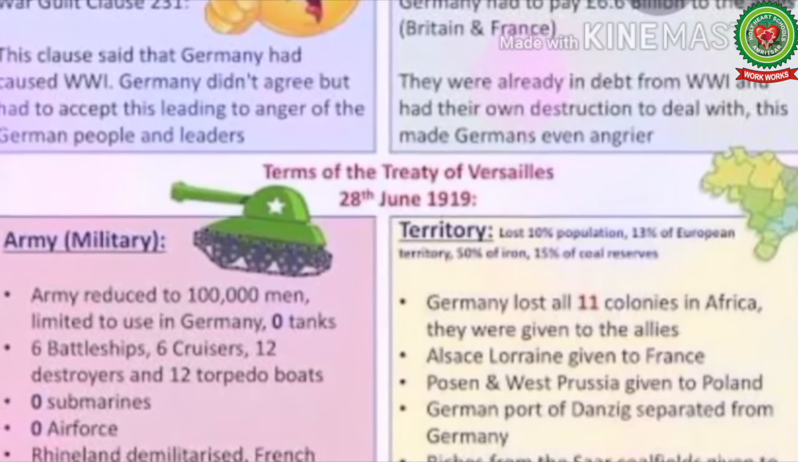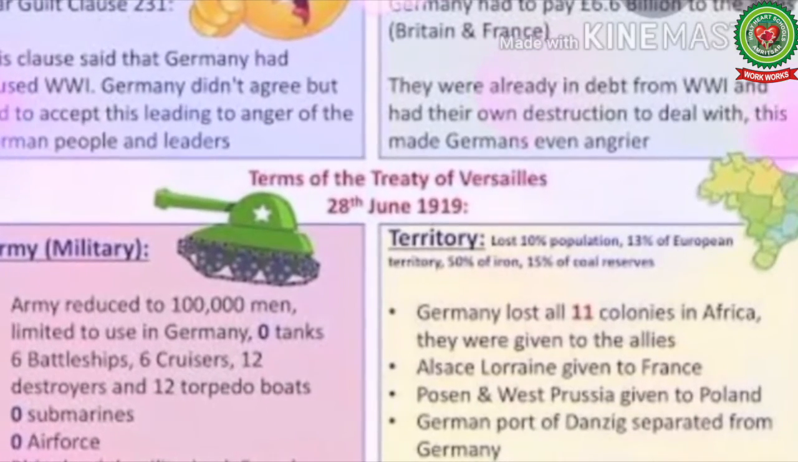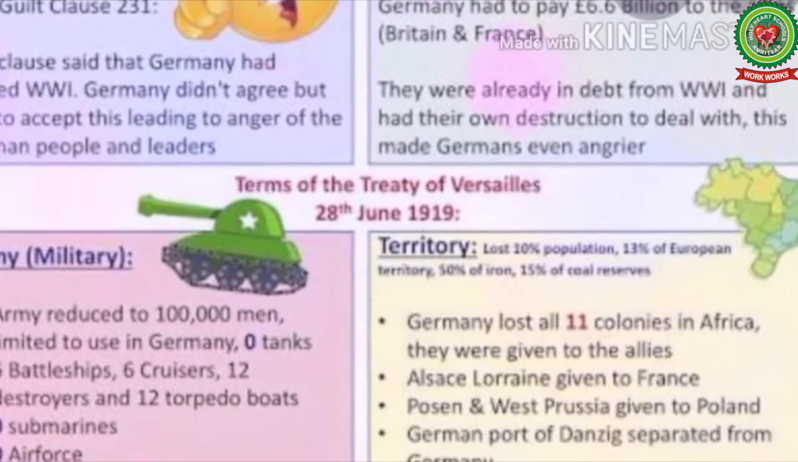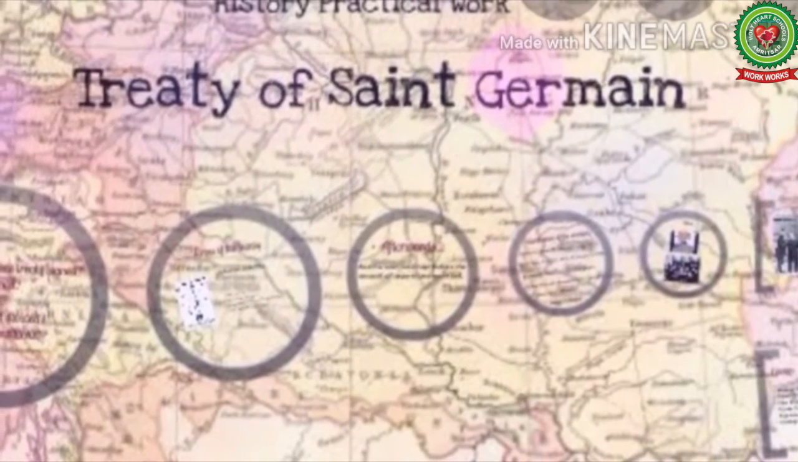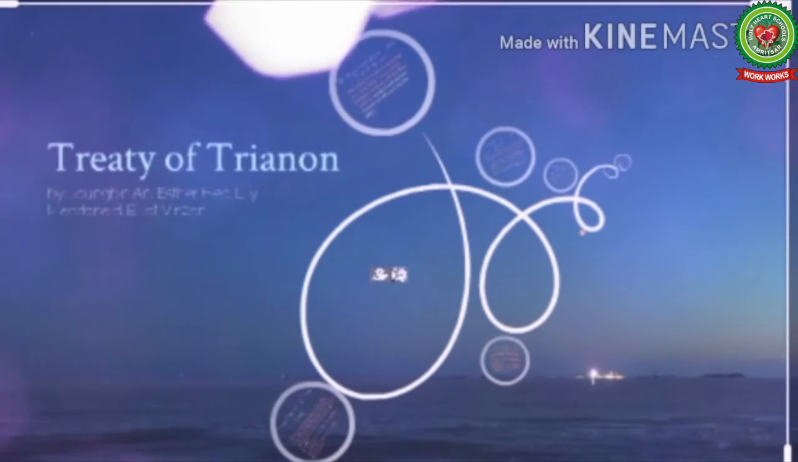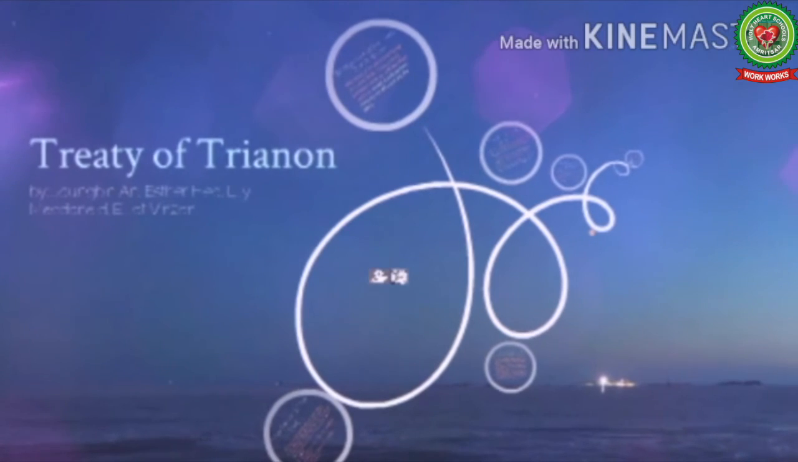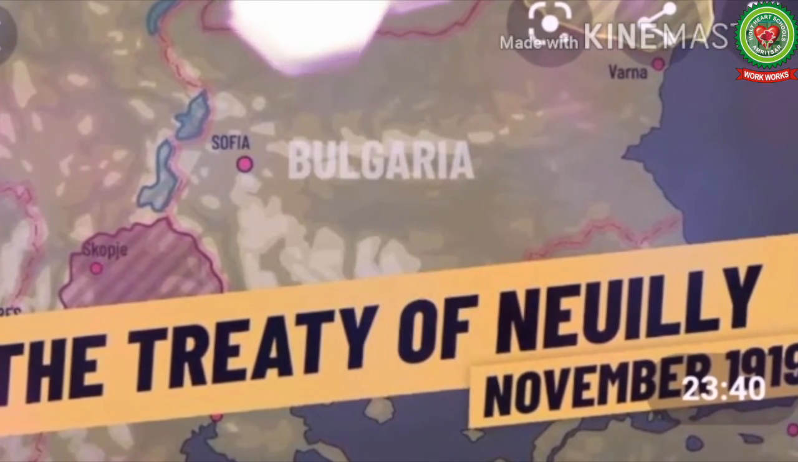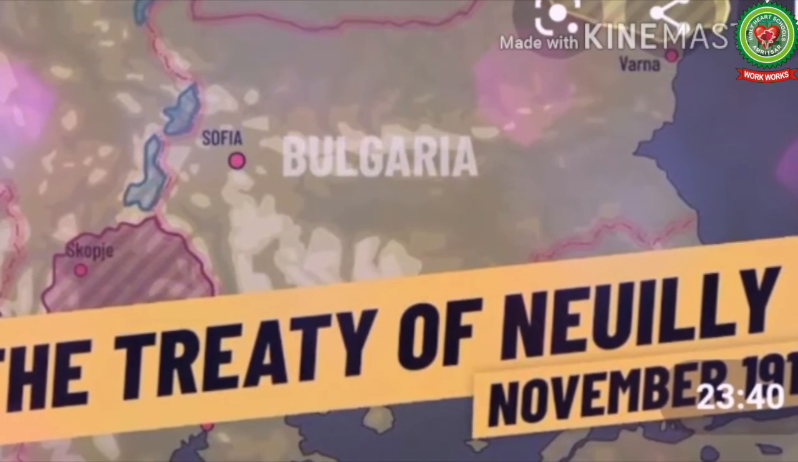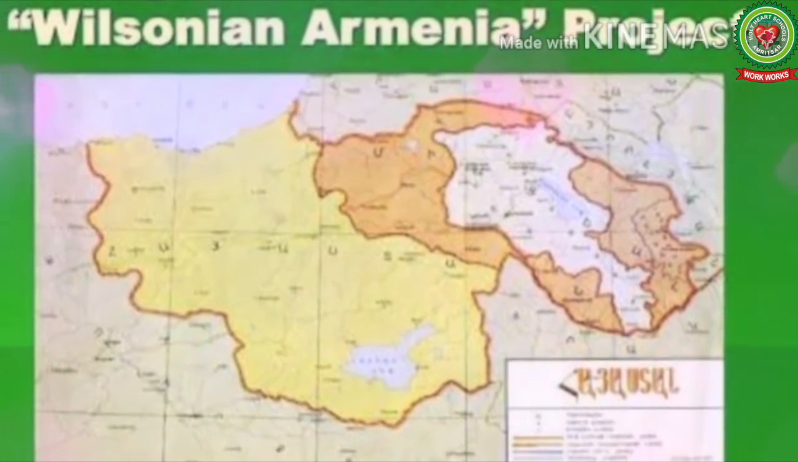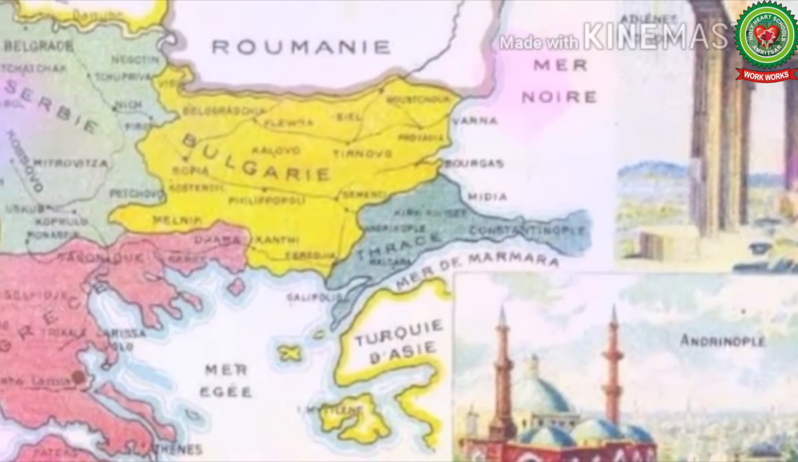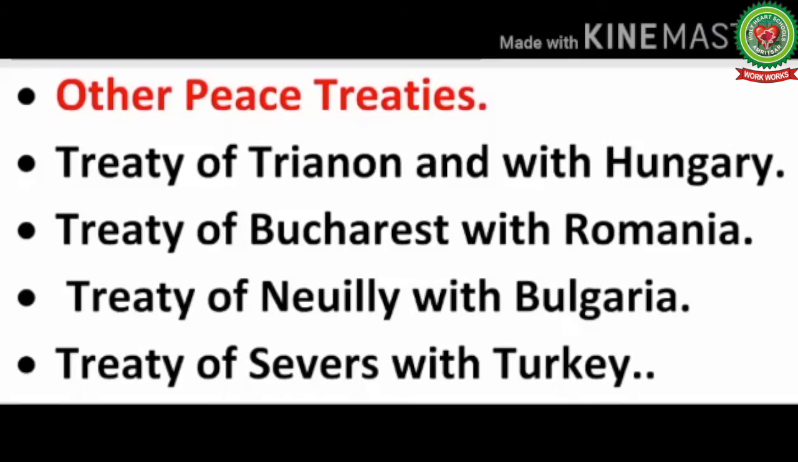There were some harsh steps imposed on Germany. She had to lose her 11 colonies in Africa. Her army was reduced to 1 lakh. Treaty of Saint Germain was imposed on Austria and Hungary. The Treaty of Trianon was imposed against Hungary. The Treaty of Neuilly was imposed on Bulgaria. Then Turkey was also not spared. Against Turkey also, Wilsonian's Armenian plan was there. Austria-Hungary was divided into 2 parts, and against Romania, the Treaty of Bucharest was imposed.